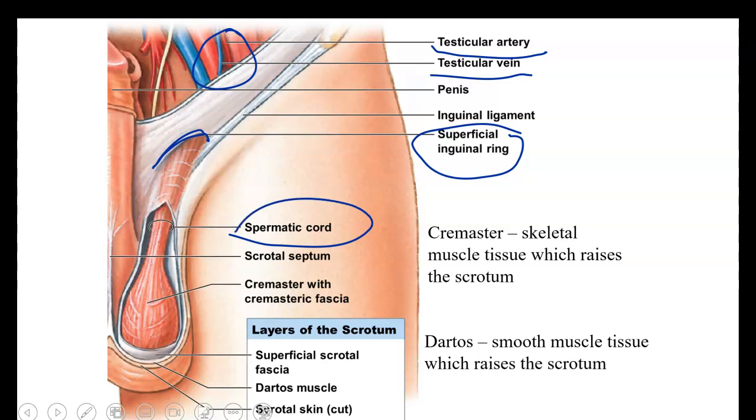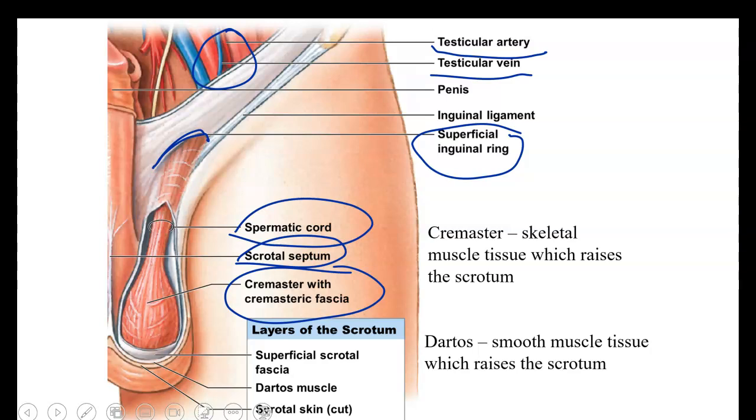So coming on down, you have that spermatic cord, which we've talked about, that contains not only the vas deferens, but also the blood vessels, lymphatic vessels, and nerves. Now coming over, what divides that scrotum is what's called a scrotal septum. It's going to be a line that divides the scrotum, and it comes through the middle, and so you'll have a right side and a left side, which contain the right testis and the left testis.